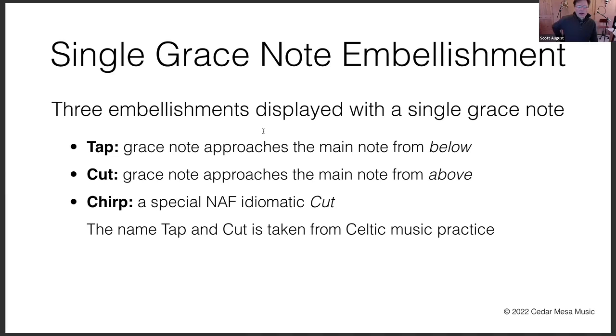The other one's called a cut. And this is where the grace note approaches the main note from above. And it's one note above. There's another one where it's different, where it's more than one note, and that's a chirp, which is a special Native American style flute idiomatic cut.